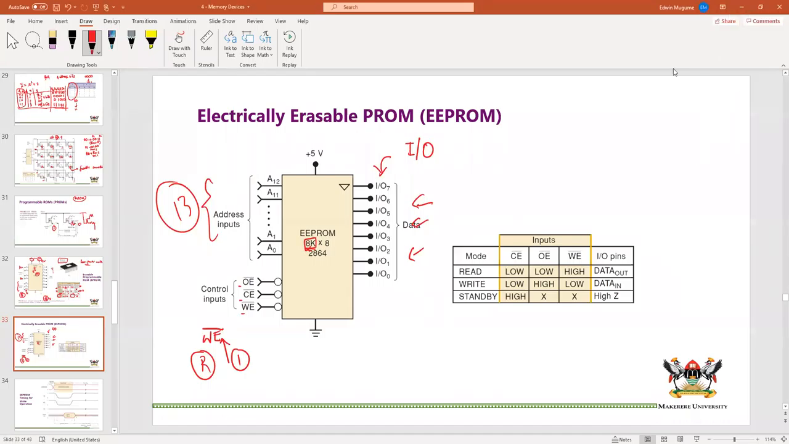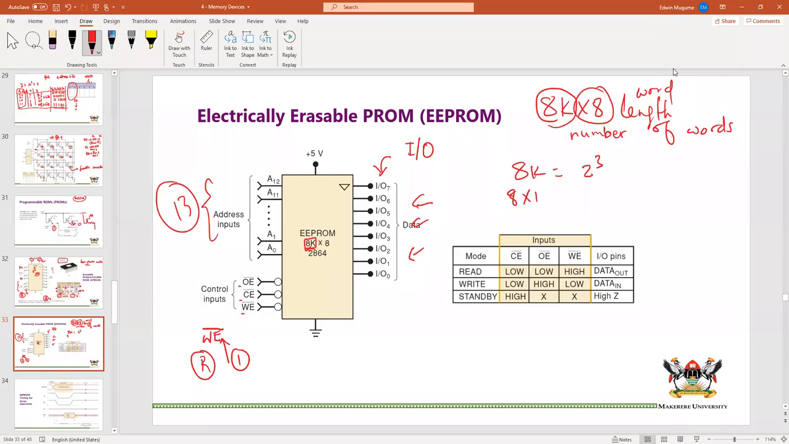Maybe you may have dodged a class before, but we say 8K by 8. This is the word length, and we are not interested in this word length. This is the number of words, and each word needs its own unique address. So if we have 8K words, we need to find enough addresses to uniquely identify 8K words. 8K is 8 times K, and 8 is 2 to the power 3. We know that K is 2 to the power 10. So this is 2 to the power 13. That's how we know that the number of bits per address is 13 bits.